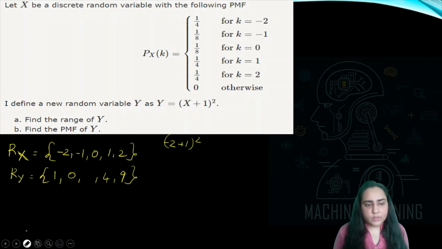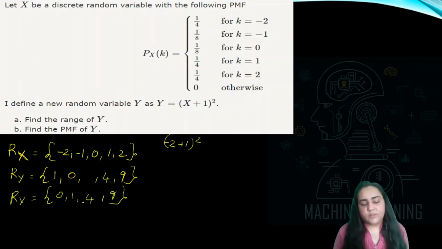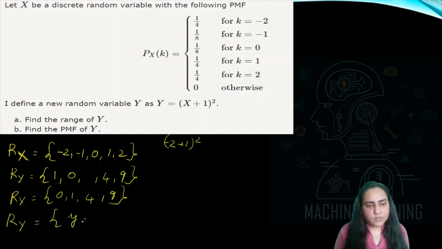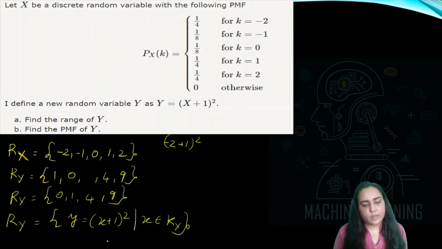I could also rewrite the range of y and arrange everything in ascending order because it looks good. So I have 0, 1, 4, and 9, which are the values of y. If you wanted to write this in set notation, you could write Ry equal to y equal to (x plus 1) whole square, where x belongs to Rx. So we now have the value of Ry.